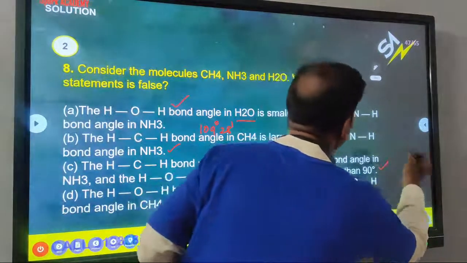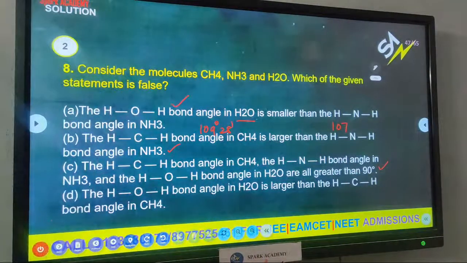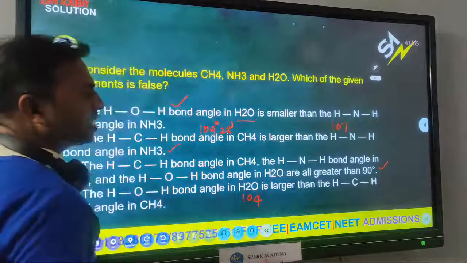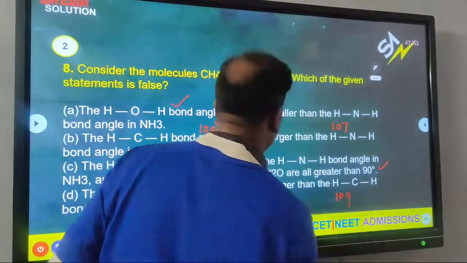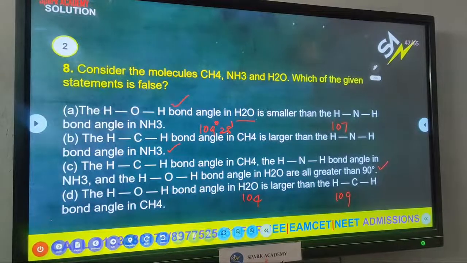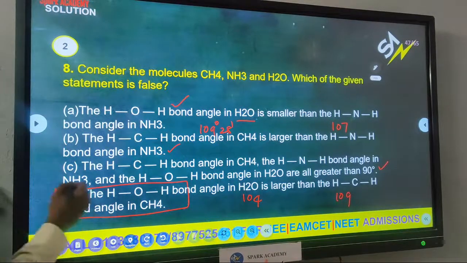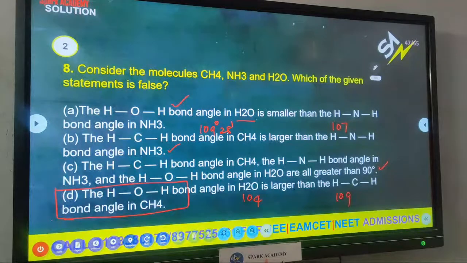Statements 1, 2 and 3 are true, so statement 4 should be false, but we have to check. The HOH bond angle in H2O is larger than the HCH bond angle? No, because the H2O bond angle is 104 and the HCH bond angle is 109. So it is not larger, it is smaller than the HCH bond angle. So what is the answer? The answer is D. D is the false statement, so it is the correct answer for this question.